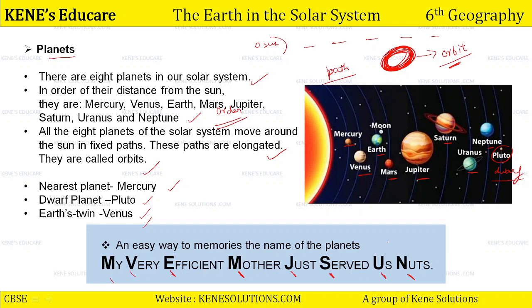This is one trick or another. You can make your own trick as well to remember the order of the planets. And children, please remember, the order of the planets is very important. You should know which planet comes after what, which is the closest, which is the farthest, which comes in the third position, which comes in the fourth position. You should know this, okay? This will help you in the future as well. So you have to learn the order of the planets in our solar system.